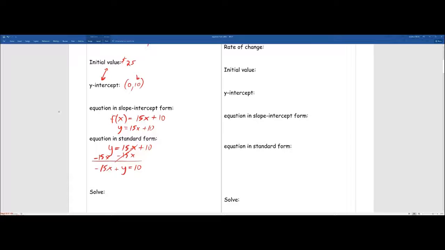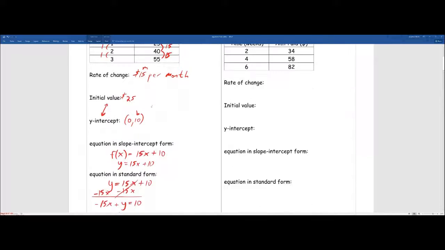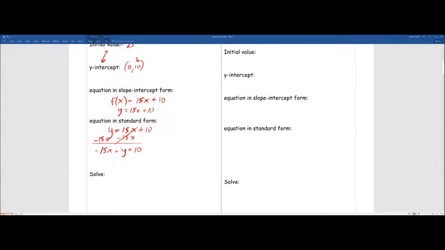That's the standard form. Now, if we wanted to solve, again, it's asking to find the cost after 5 months. We could have done that with standard form or slope-intercept. I'm going to choose slope-intercept. So f of 5, they're looking for 5 months, right? Equals 15 instead of x, it's going to be 5. We're plugging in 5 for our input, plus the 10. So that's 75 bucks plus the 10 bucks. So in 5 months for this function, it's going to cost us $85.